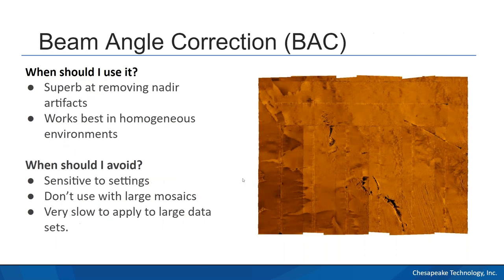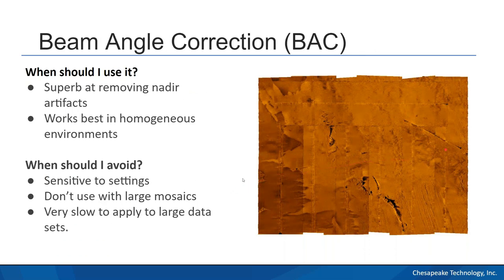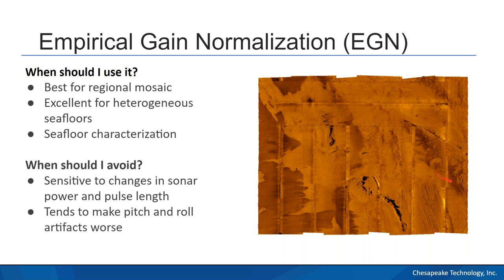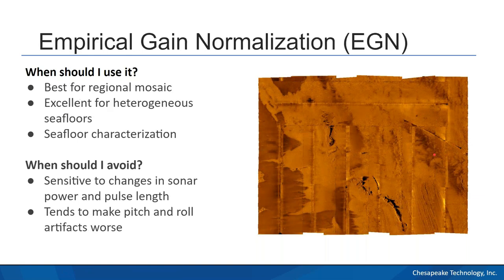And then EGN, this one I think does the best job at preserving the geology. So here is a sandy patch in the middle of this rocky area, and here's another sandy patch over here. And you can see how with beam angle correction, that sandy patch sort of disappears, whereas it's back again here.